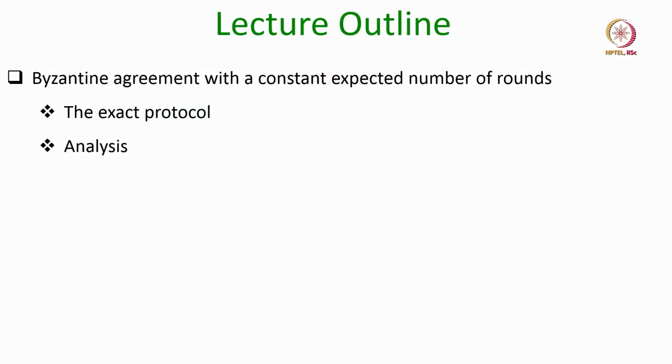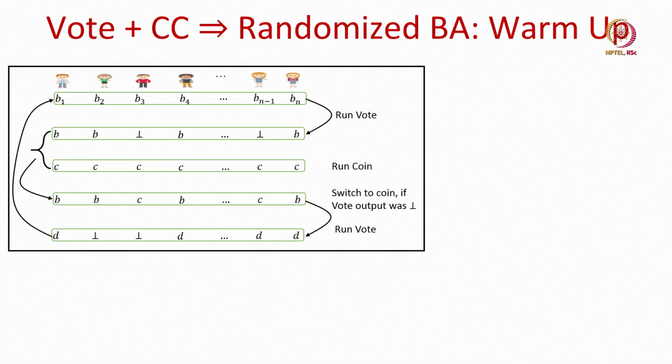So, in this lecture we will do the exact analysis for the constant expected round Byzantine Agreement protocol. Recall that this was the framework where we combine the vote and the common coin primitive to get a Byzantine Agreement protocol. The framework basically involves several iterations.